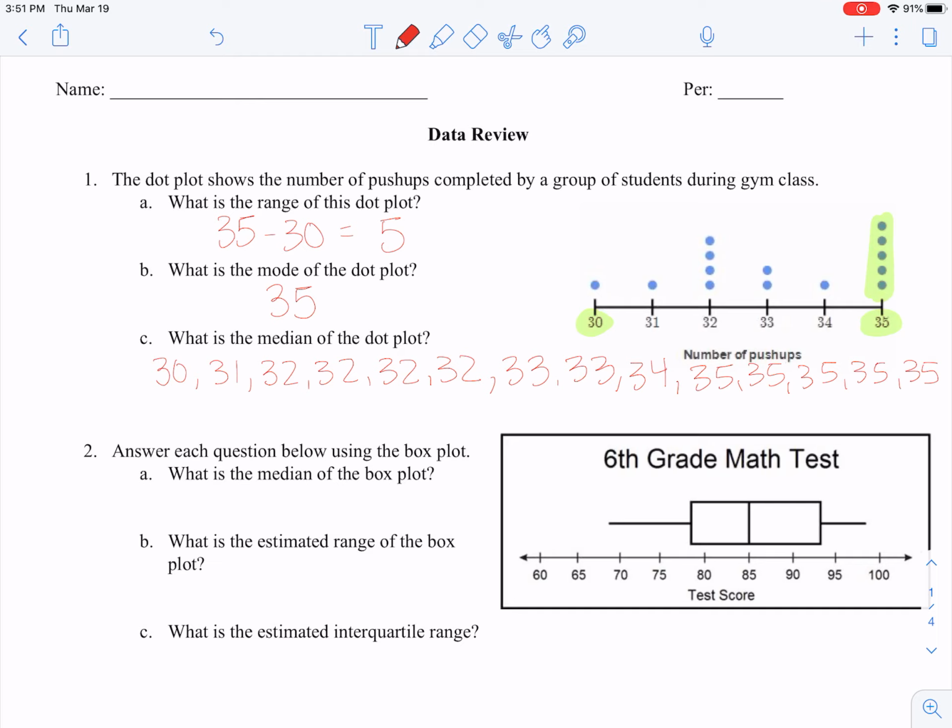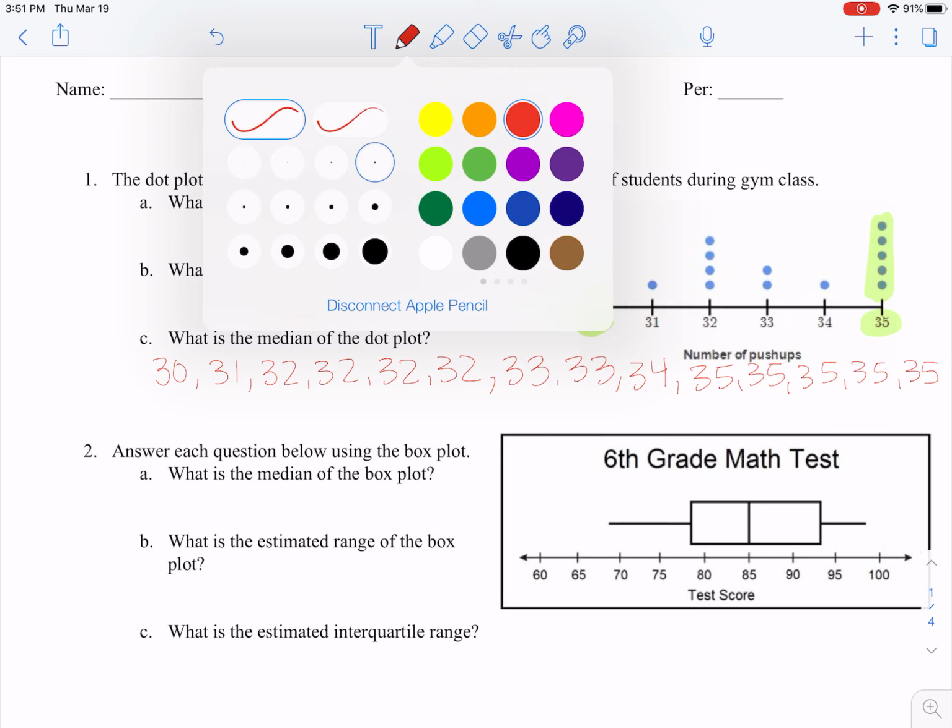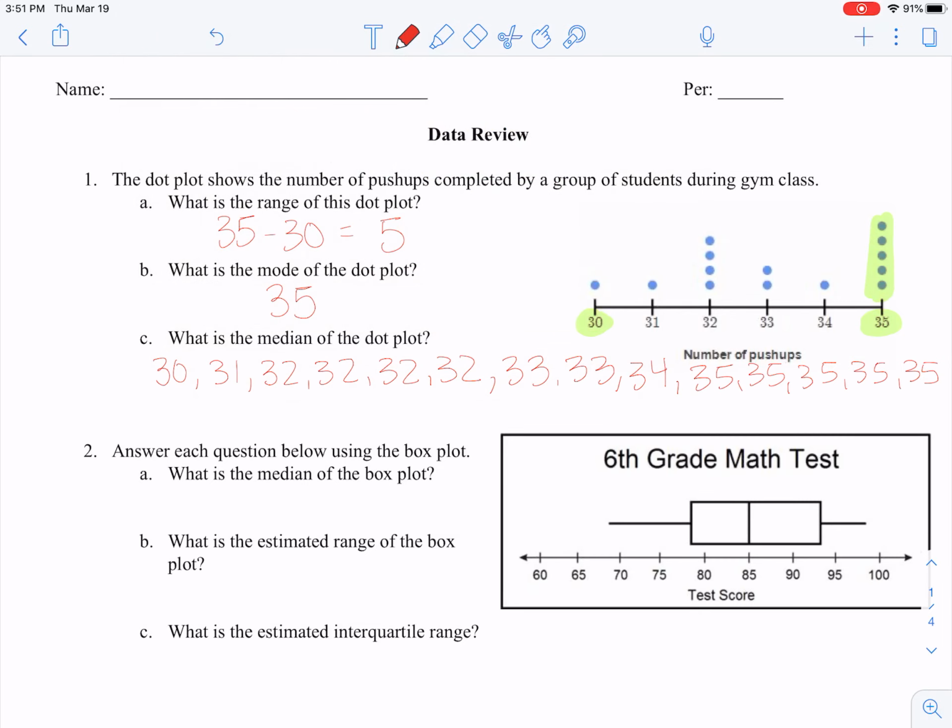Okay, so now we have the list of numbers. Now we can start crossing them out. So I'm going to cross out from the least and the greatest in order. Once, twice, 3 times, 4 times, 5 times, 6 times, and we're left with 33 and 33 as our middle number. So because there are 2 numbers in the middle, we have to find the number that is right in between 33 and 33. And because they are the same number, we know that the middle number can't be anything but the number itself. So we know that 33 is going to be our median. So 33 is the median for this dot plot.